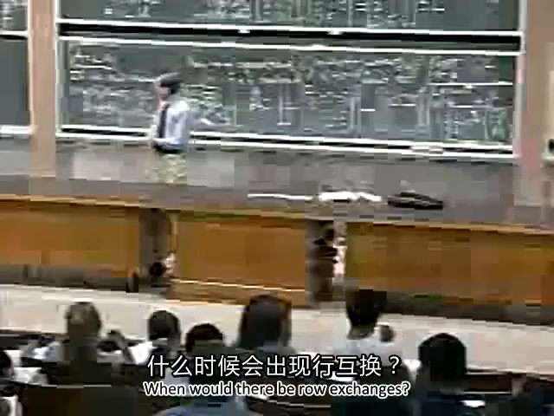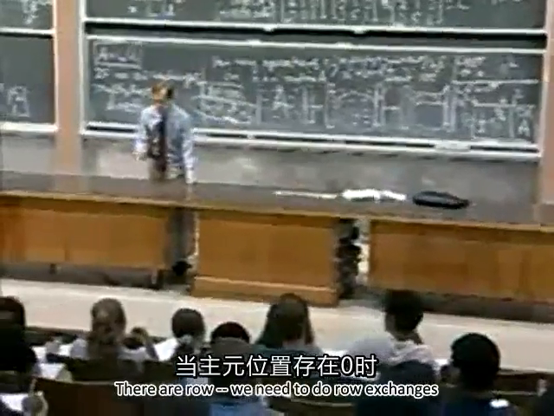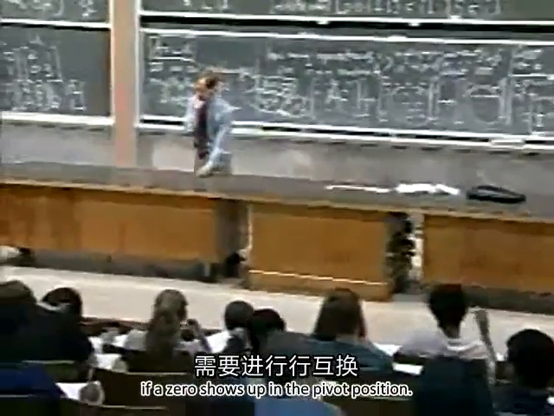When would there be row exchanges? We need to do row exchanges if a 0 shows up in the pivot position.